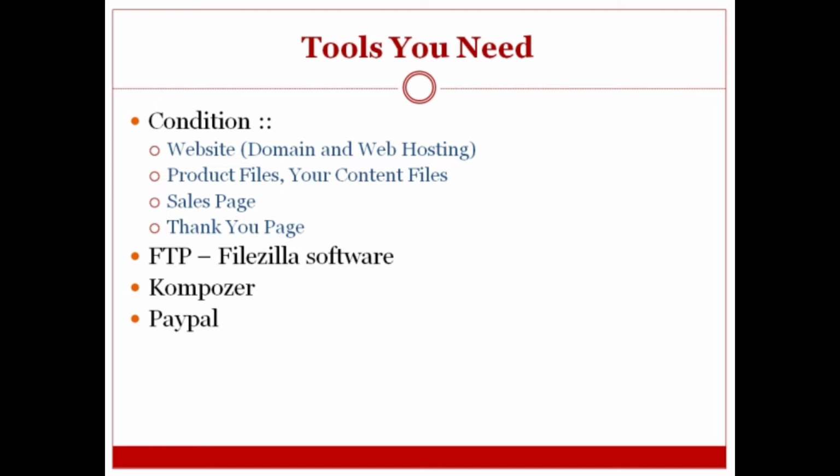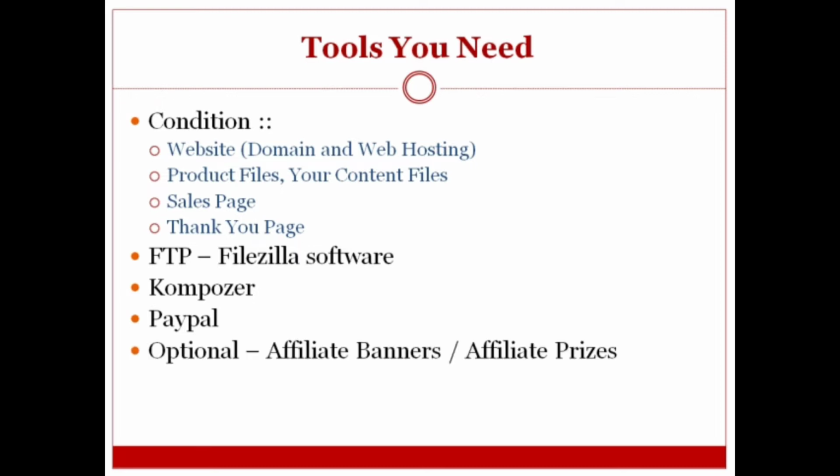And then of course, you're going to need PayPal. In order to use JVzoo, you must have PayPal. If you don't have PayPal, then you cannot use JVzoo because JVzoo pays through PayPal. And you do need a PayPal business account. And also optional, you would like to have affiliate banners and affiliate prizes for your affiliate program and affiliate contests. Now, if you don't have these items, I will show you where to go to create these affiliate banners and so forth. And of course, a little patience.